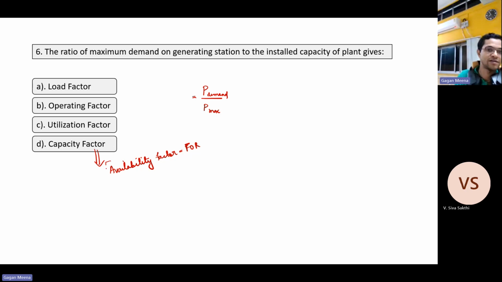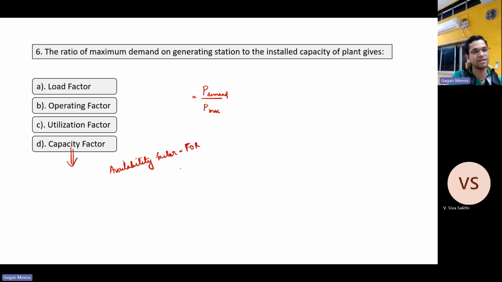Unforeseen outages. How much, meaning with what probability the generator is available for a year, let's say 90%, 95%. That is the capacity factor. For renewables, it's very less.